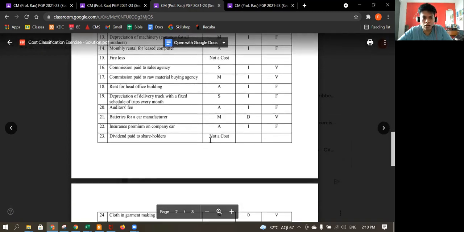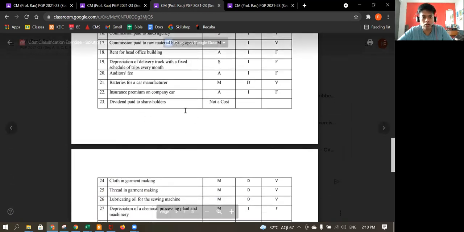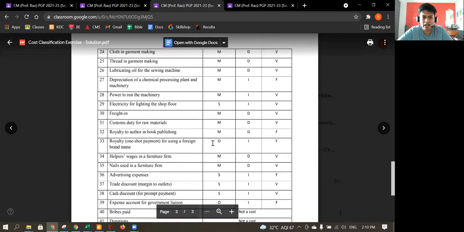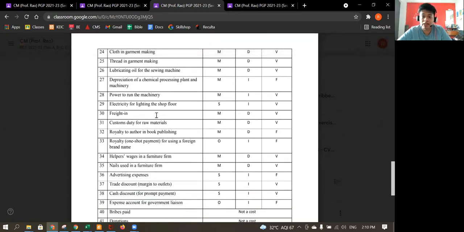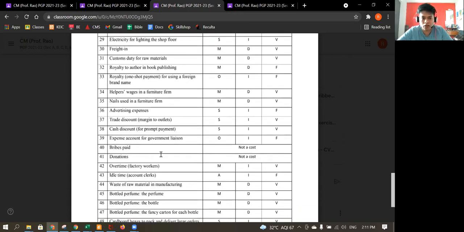Again, a lot of these are very subjective. Dividend paid to shareholder is not a cost, it's an appropriation of profit. Dividend is paid to the shareholders out of the profits that we earn, so it's not a cost. Again, these are all okay. I think some people had a confusion with freight inwards. Freight inwards means it's manufacturing. Freight outwards is selling. Bribes paid, donation, not a cost.